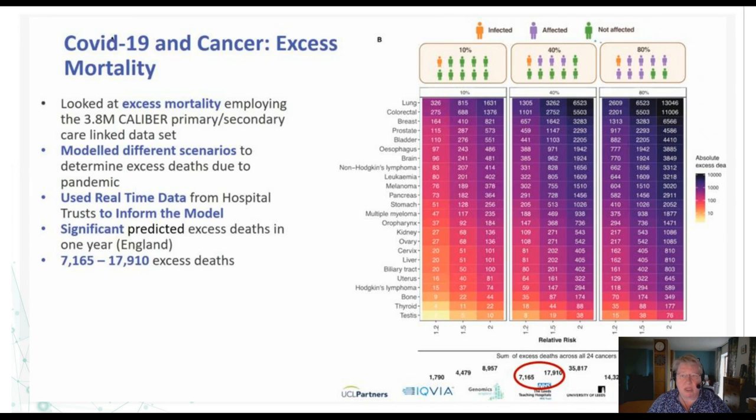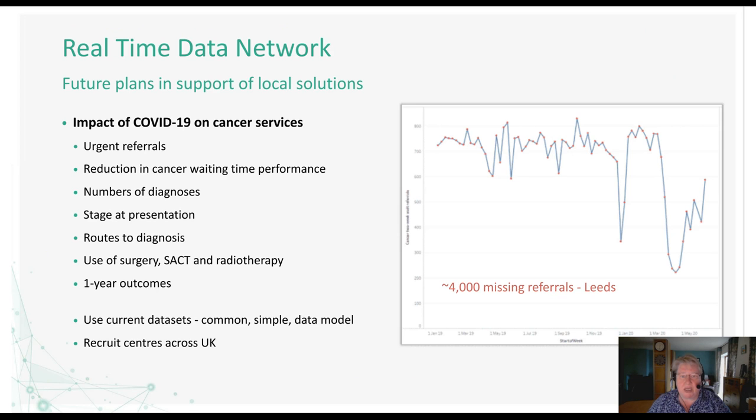I won't go into too much detail on this particular one, but it describes the large data set, the 3.8 million CALIBER primary and secondary care linked data set that we used. But the key thing that we highlighted was you need real-time, daily and weekly data rather than monthly or annual data, which we've classically used for epidemiology through cancer registration, because you need to be able to see the effects as they happen.